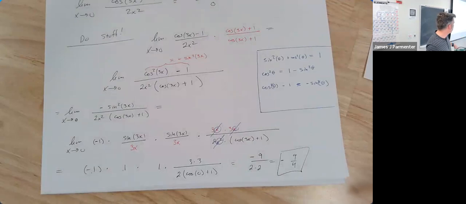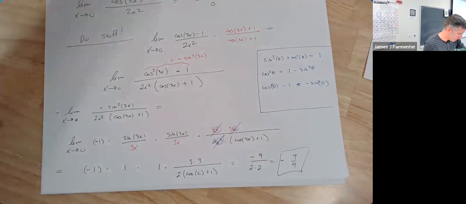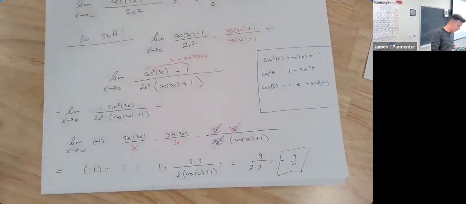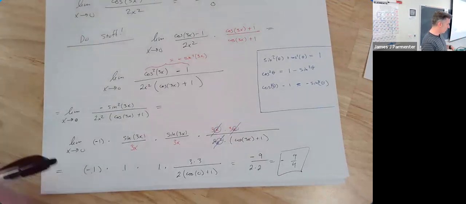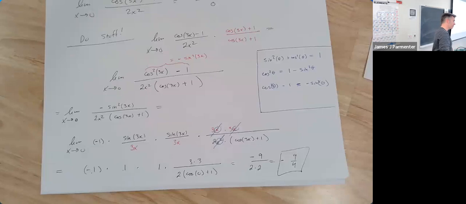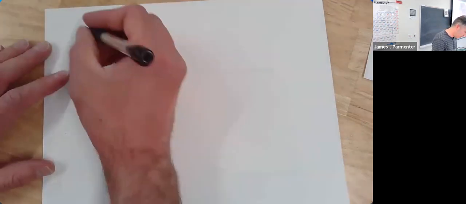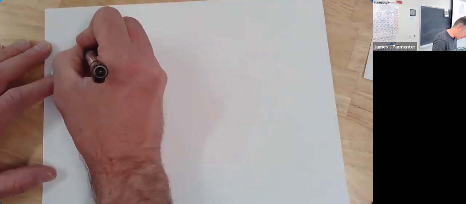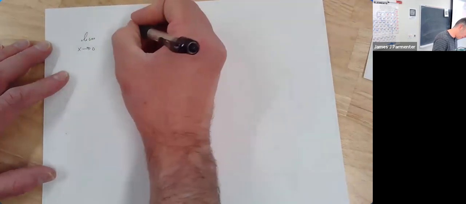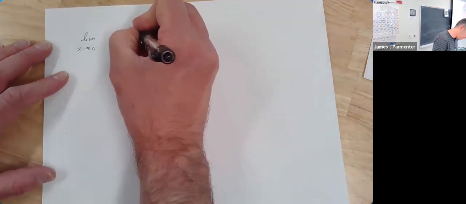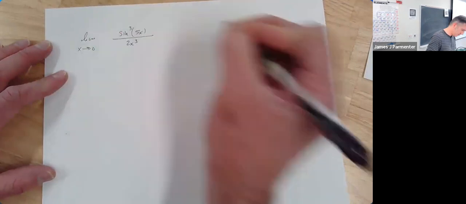Let me show you another example like this, just to help you out, because I have to imagine there's going to be some sort of sine or cosine problem like this. If you see a 0 over 0 type of limit with a cosine minus 1 or a 1 minus cosine, you first have to multiply by the conjugate. But if you see a 0 over 0 limit where it's just sine of some stuff over some stuff, like the limit as x goes to 0 of sine cubed of 5x over 2x cubed.